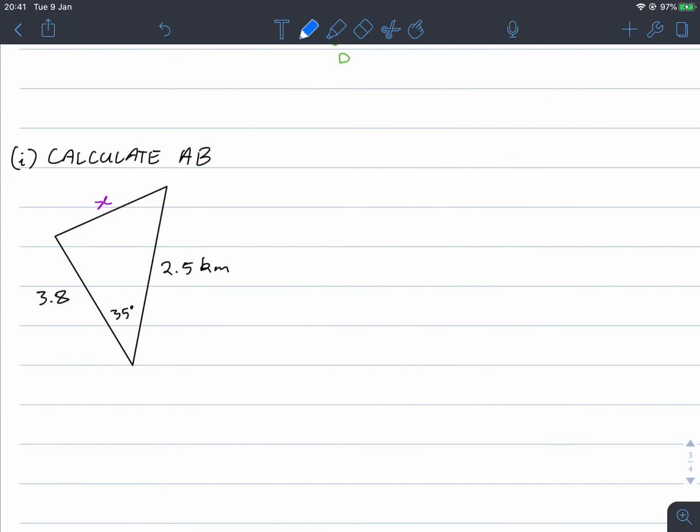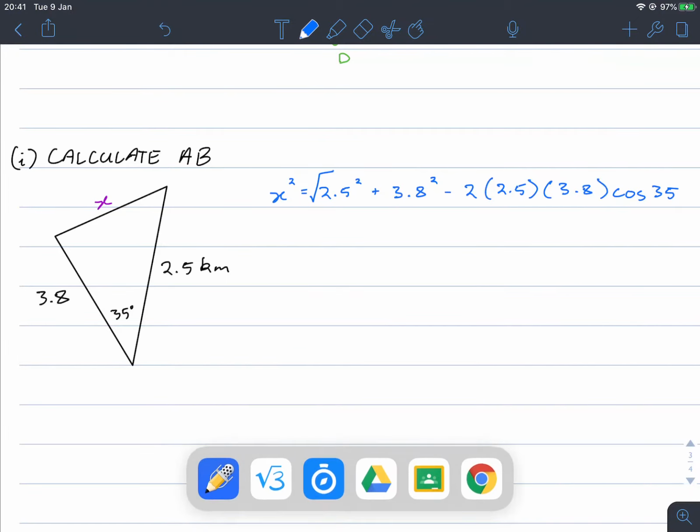I hope you can realize how to calculate this. This is just the cosine rule. So this will be x squared equals 2.5 squared plus 3.8 squared minus 2 times 2.5 times 3.8 times cos of that angle in between. And then we're going to take the square root of that at the end.